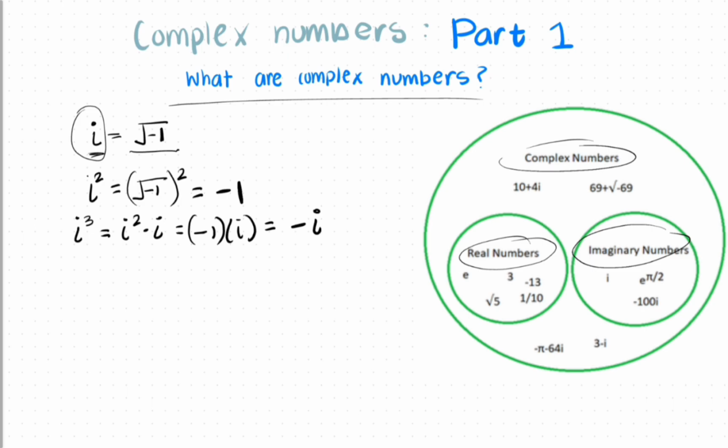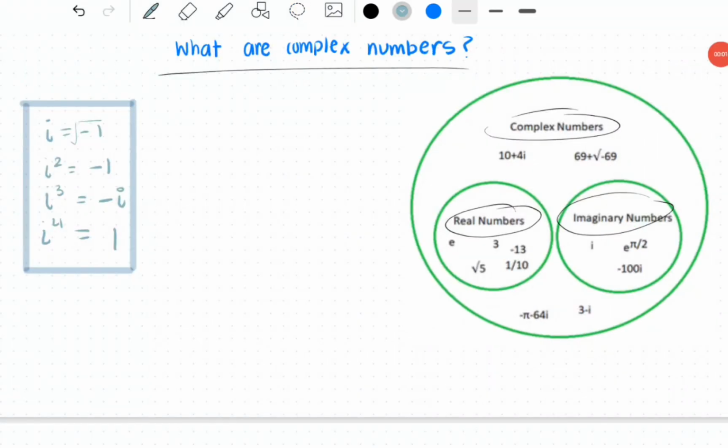Now, what's i to the power of 4? Well, once again, i to the power of 4 is i squared times i squared. From over here we see that's -1 times -1, which is equal to 1. So i to the power of 4 is equal to 1. Alright, so we have these rules out of the way, and you do need to memorize them because they come up in a lot of complex number problems, and they will allow you to actually interpret what the problem is asking you to find.